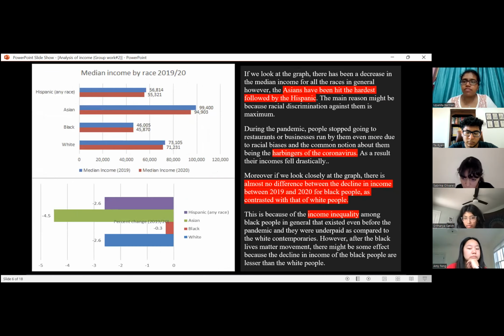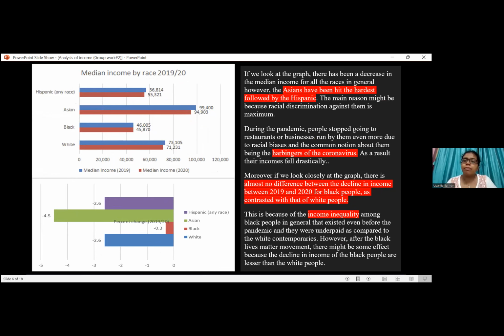If we look at this graph, there has been a decrease in the median income for all the races in general. However, the Asians have been hit the hardest, followed by the Hispanics. The main reason might be that racial discrimination against them is maximum. During the pandemic, people stopped going to restaurants or businesses run by them, even more due to racial biases, and the common notion was that they were harbingers of the coronavirus. As a result, their incomes fell drastically because of such a notion.